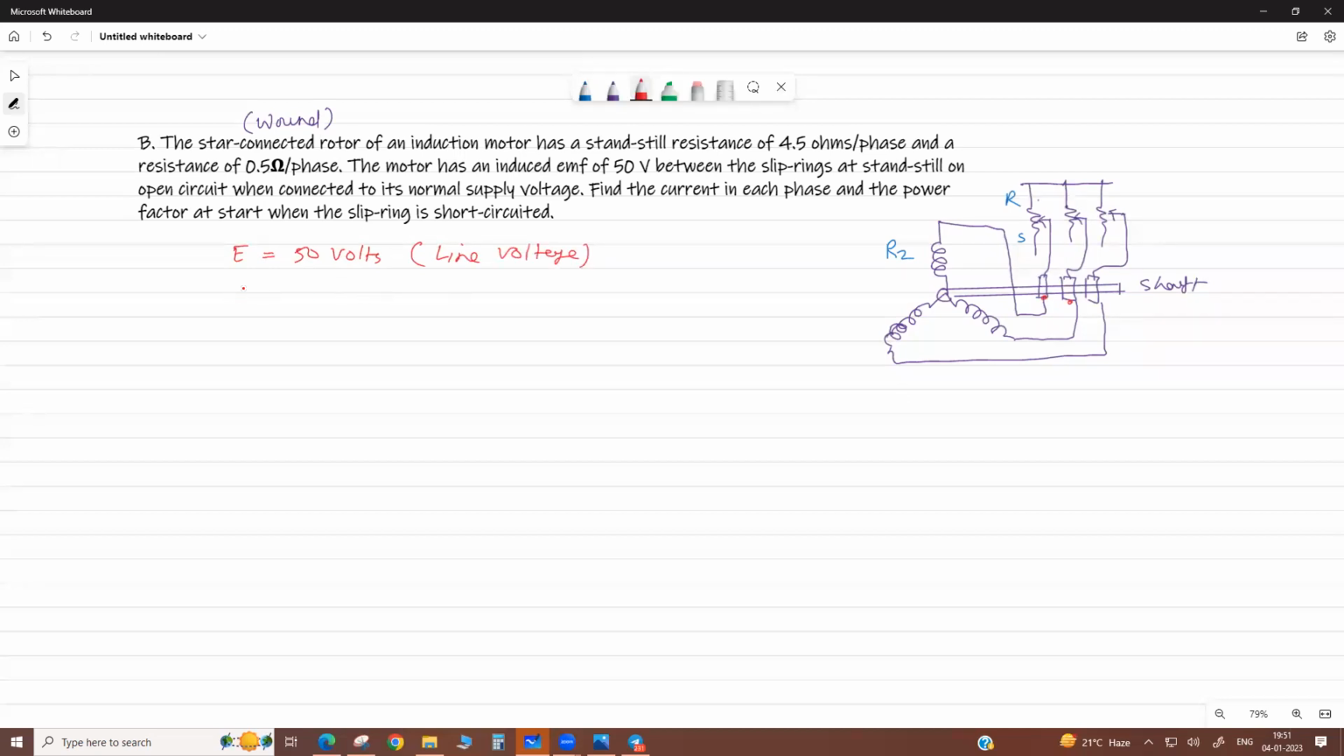So if we do this, then E2 equals 50 divided by root 3. What do we write here? What is given? The motor has an induced EMF at the standstill condition. So actually now there is R2, the rotor resistance.